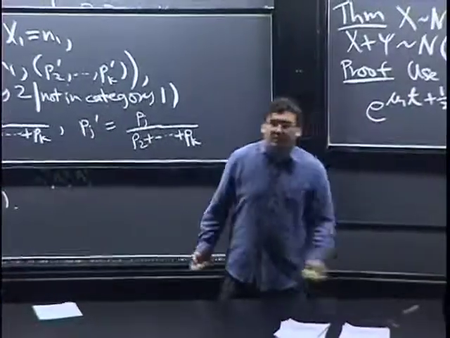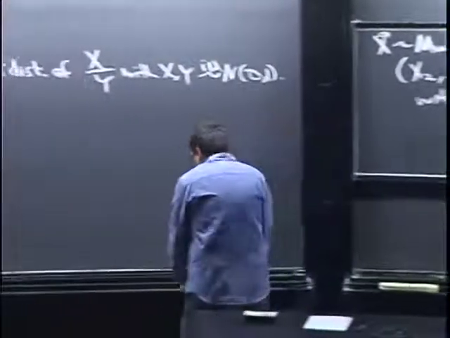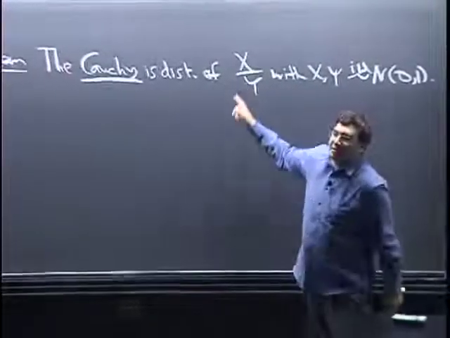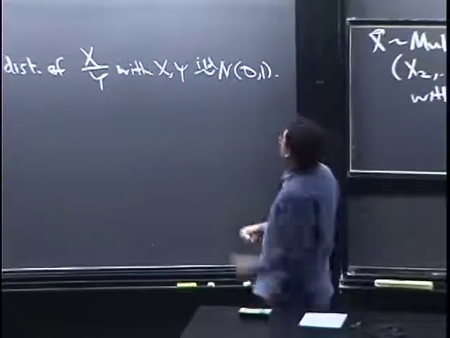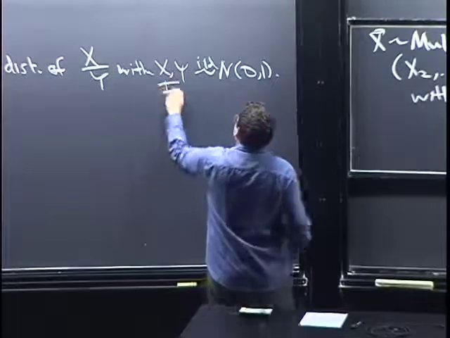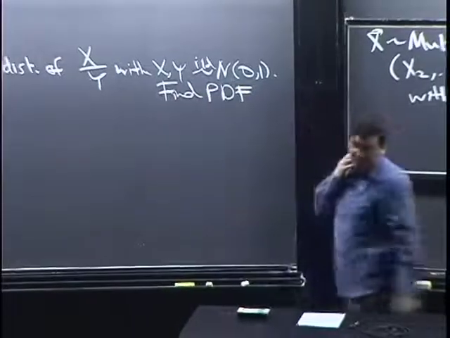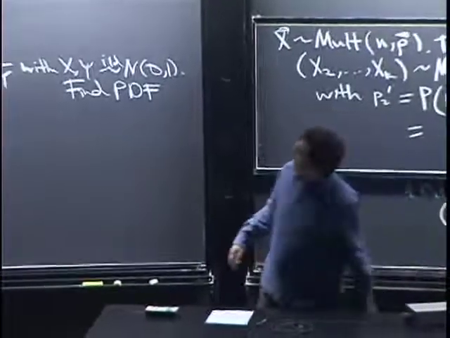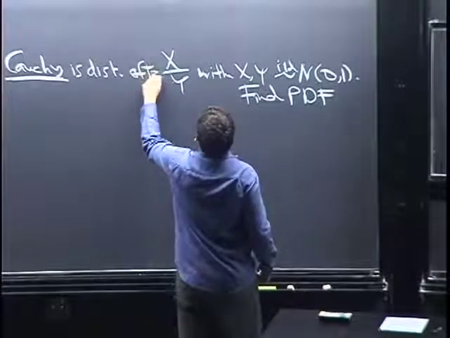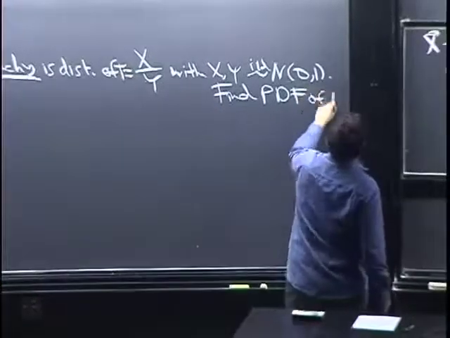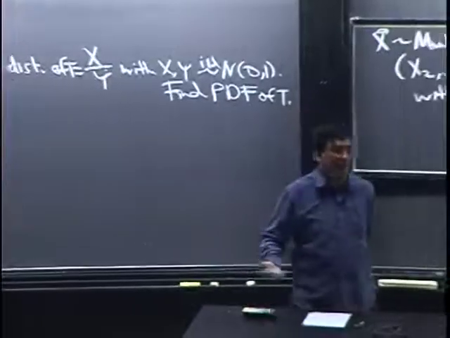You can see why that could be a useful distribution for a lot of different applications, where ratios are a pretty natural thing. So that's a Cauchy, and the problem is to find the PDF of this random variable. Let's call this thing T. Find the PDF of T. We're defining T to be the ratio of IID standard normals, and we want to find its PDF.